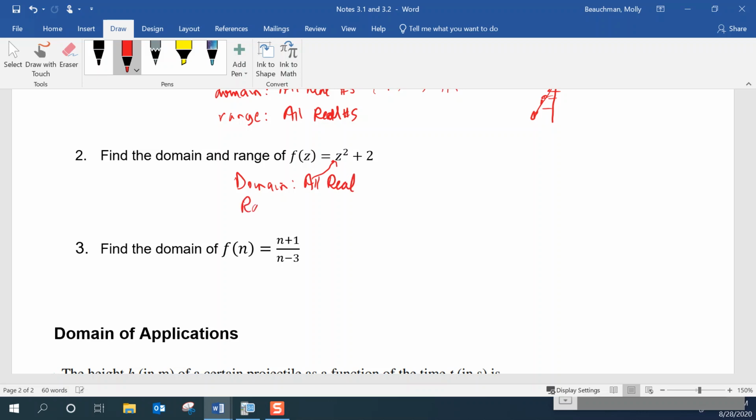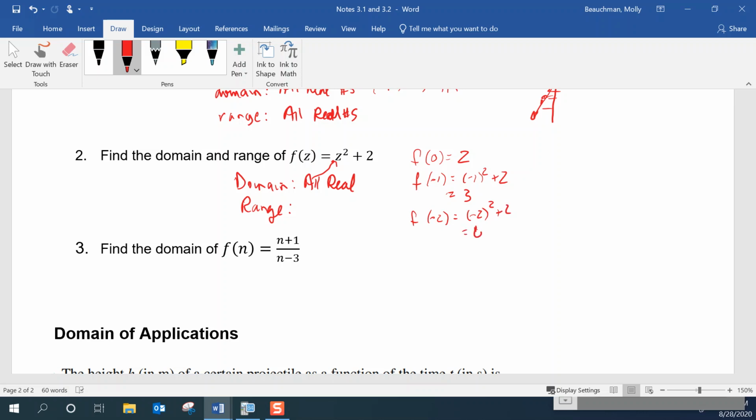But the range, we don't always get all real numbers as an output. Whatever you put in here for x, if you put a negative value in, say x is 0, then I get 2. If x is -1, that -1 squares and becomes positive and I get 3. So if I put a negative number in there, I'm not going to end up with a negative value. I'm going to end up with a positive value.